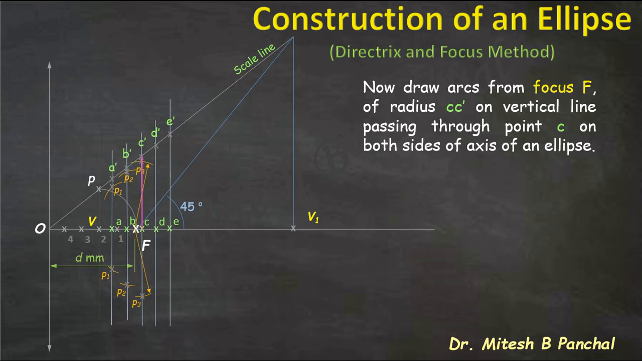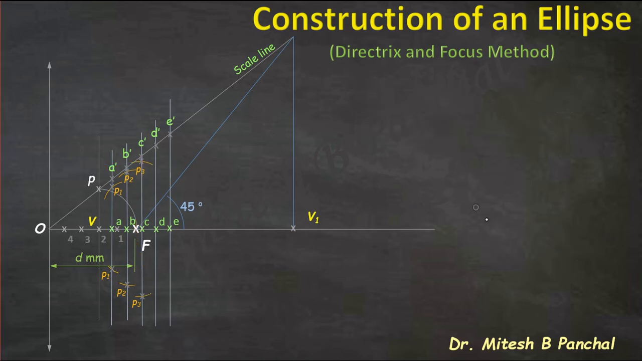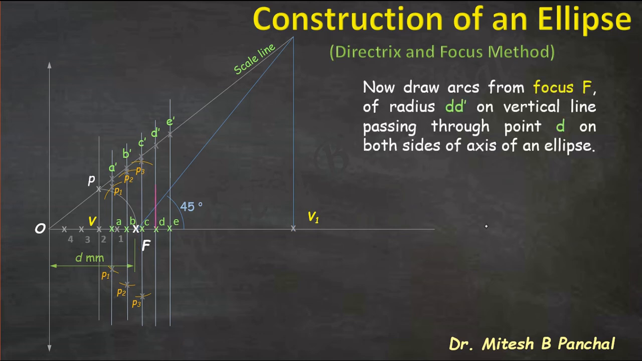Same way we can obtain another point P4. Okay, here we have to consider the radius D dash and draw arcs on the line passing through the point D. Similarly, we can obtain point P5 by considering the radius E dash and center F. We can draw an arc on line passing through point E. So points P1, P2, P3, P4, P5 are obtained.